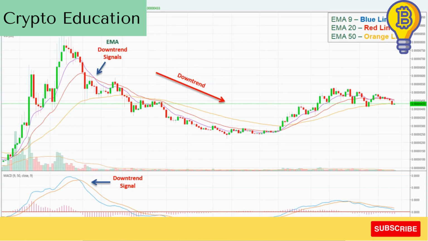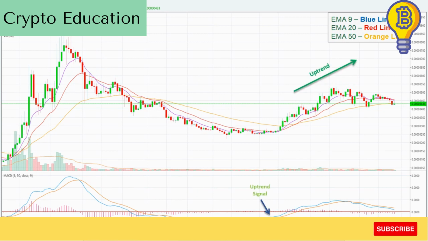The downtrend signal was stronger when the EMA 9 and EMA 20 crossed below the EMA 50, and the MACD line crossed below the zero line. We had another uptrend signal here when the MACD line crossed above the signal line again. The uptrend was confirmed when EMA 9 crossed above the EMA 20, and the MACD crossed above the zero line. We had a trend reversal signal here when the MACD line crossed below the signal line. The downtrend will be confirmed when the EMA 9 crosses below the EMA 20, and the MACD crosses below the zero line.